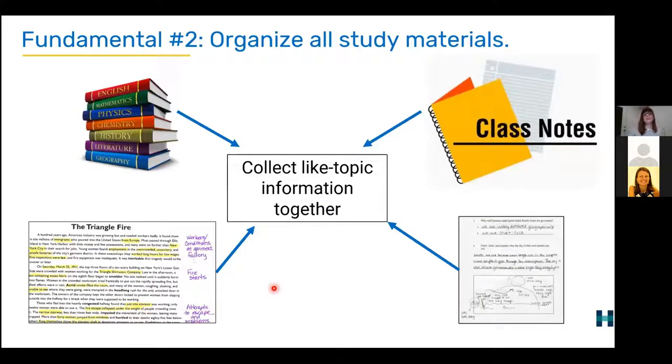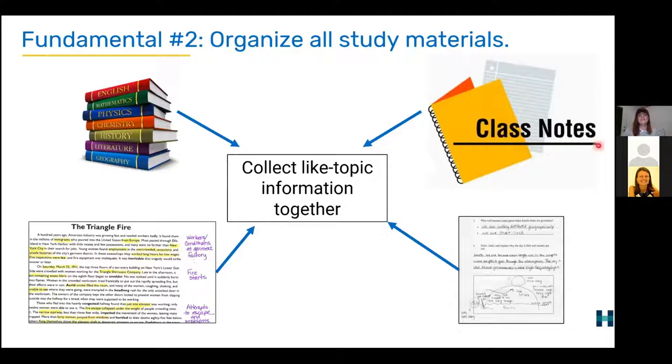Fundamental number two is to organize all study material. You want to collect it according to the topic instead of the format. So if we are studying about a period in history, we want to take that period of history from the textbook, collect it with the same period of history in the notes, look at the worksheets that came from that exact same period, and any articles. So you want to collect and put together information that is like topic, not like format.